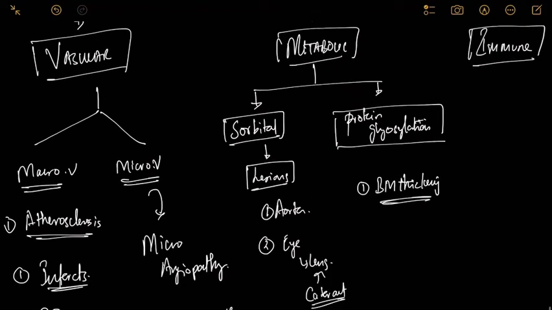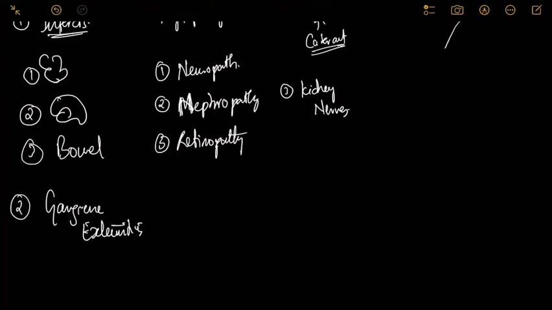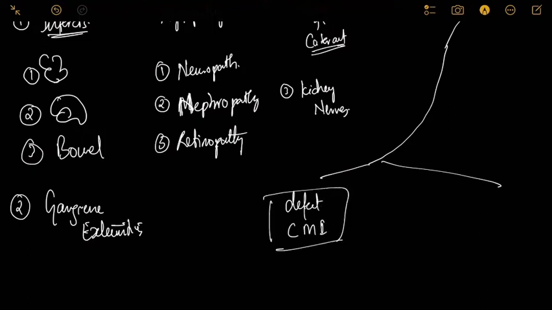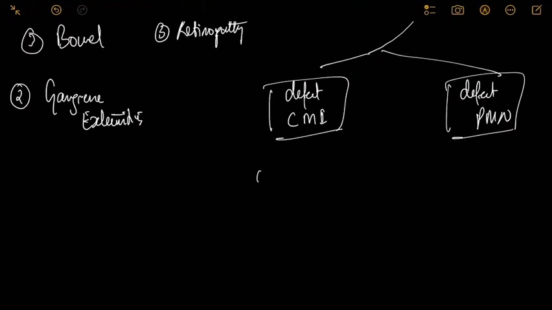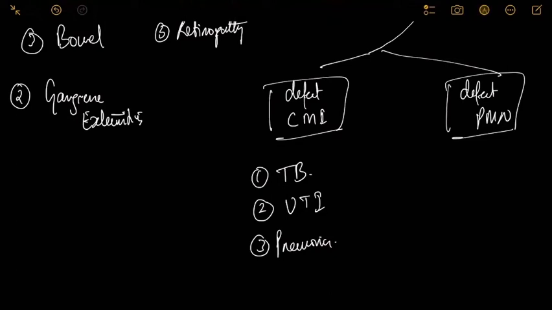And under the immune heading, what happens in the immune system, we'll be starting this under two headings again, all right. One is defect in your cell mediated immunity and defect in your PMN, all right. So defect in your cell mediated immunity leads to conditions such as your tuberculosis, urinary tract infections and your pneumonia, all right. Whereas defect in your PMN leads to two infections specifically, that is your fungal and bacterial, all right.